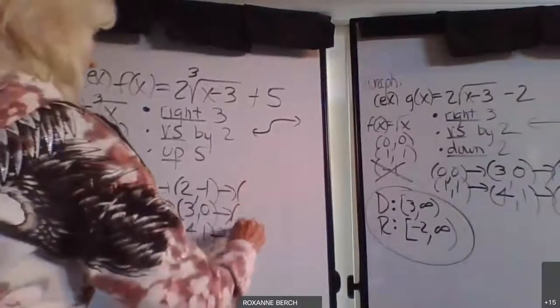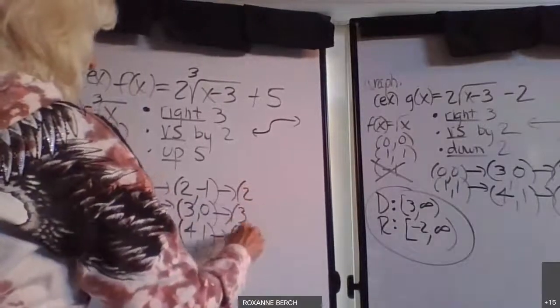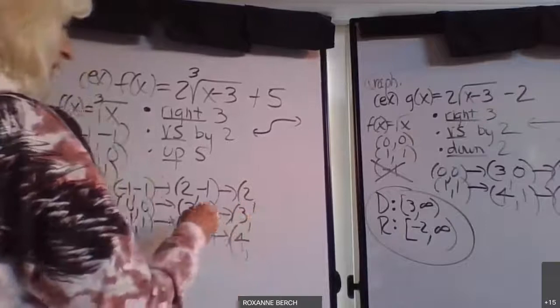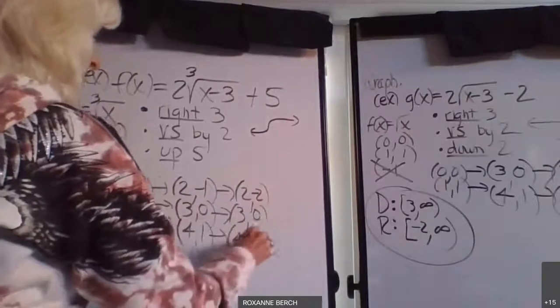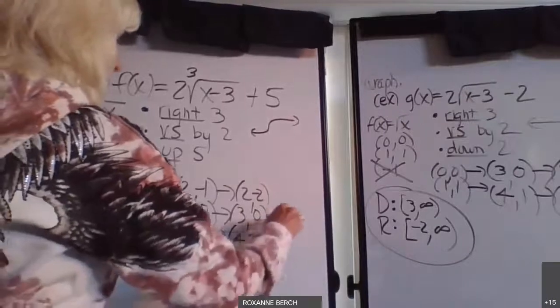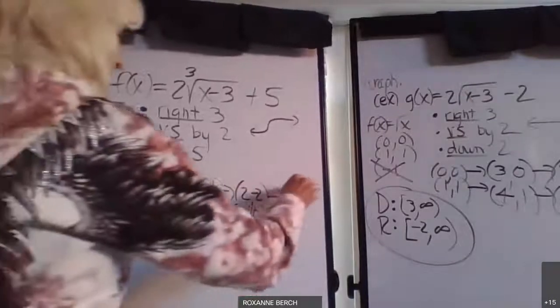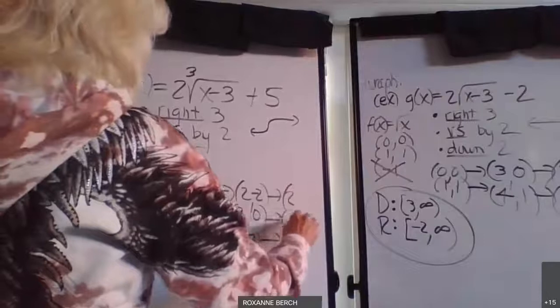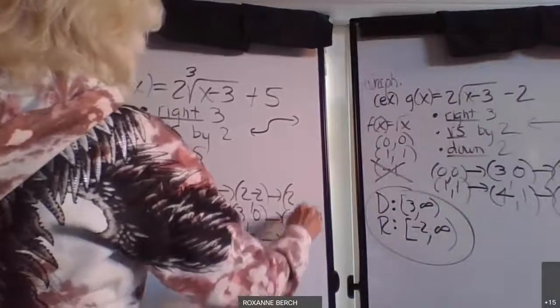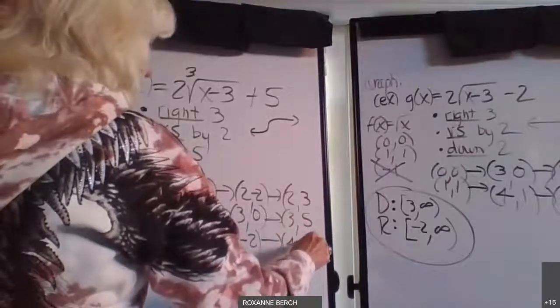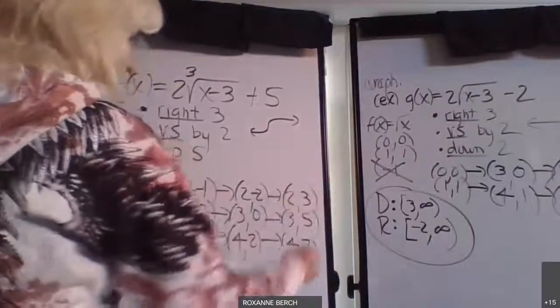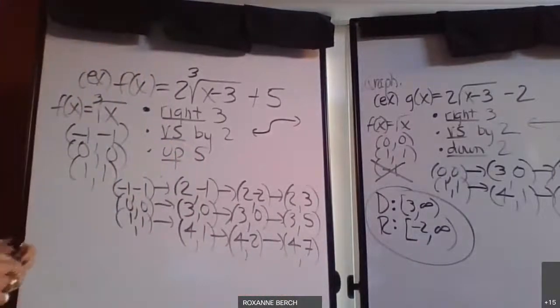Vertical stretch means the y. So the x's stay the same. And we multiply the y by 2. Multiply the y by 2, multiply the y by 2, and then finally up 5 means add 5 to the y, so the x's stay the same. So add 5 would be 3, add 5 would be 7.